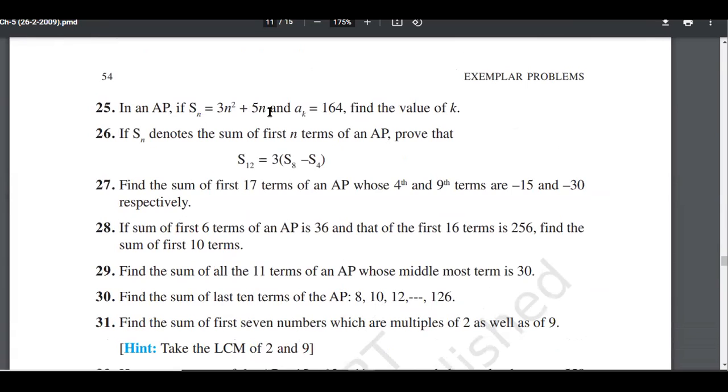If the S in terms of an AP is this and the Kth term of this AP is this, find the value of K. To do this, question number 25. Do this question number 25.